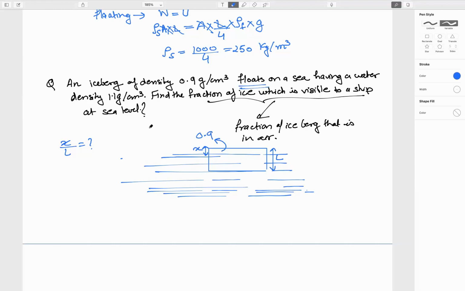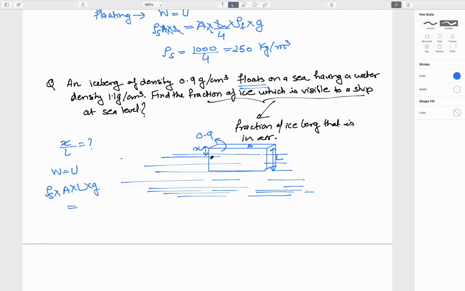Again, it is floating. So according to the law of flotation, weight is balanced by the upthrust. We know the density of the fluid, we know the density of the solid, and then we balance each other. So the weight of the solid is the complete weight, that is rho solid into volume of solid. Consider the cross-section area to be A, so A into L into G.